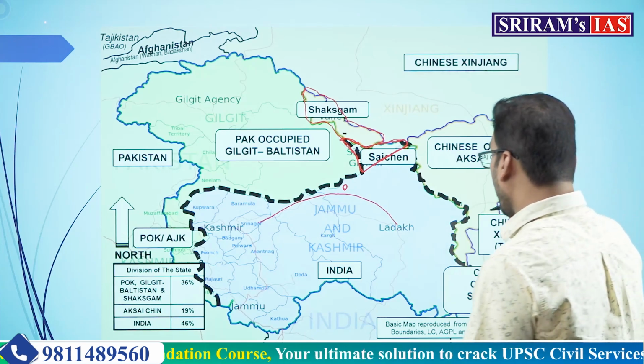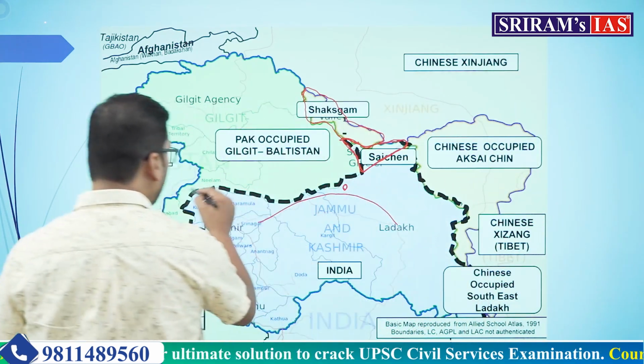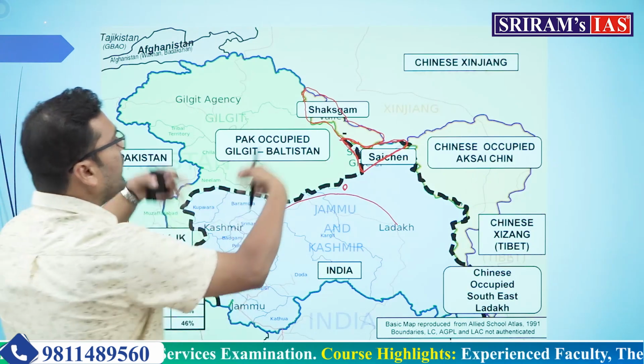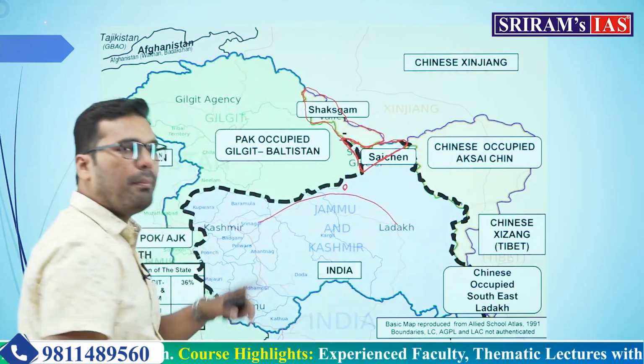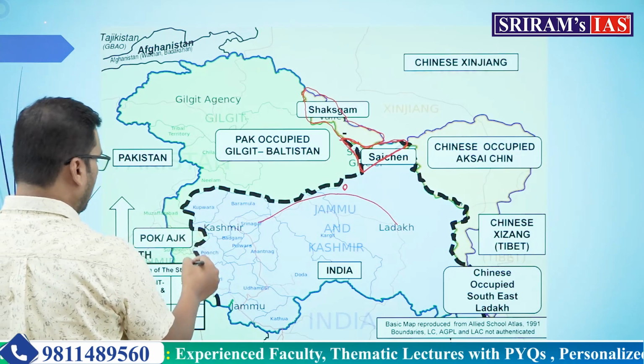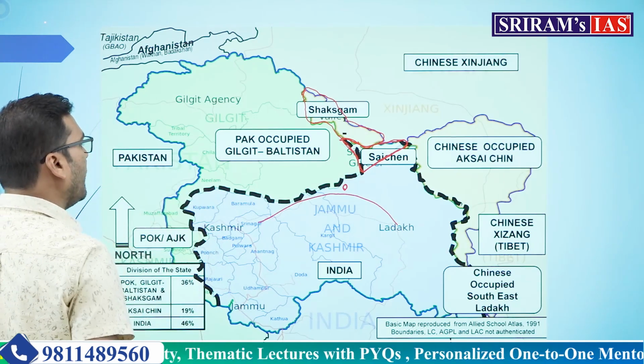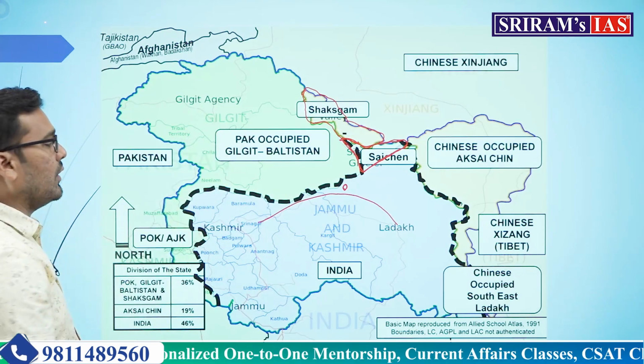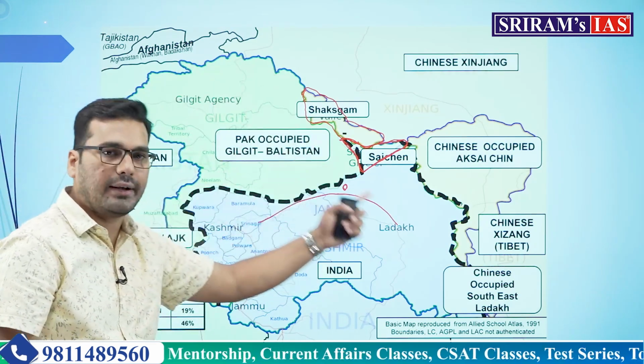If you look at this map, this black line is the point up to which India is controlling the territory, and beyond that it is part of India only but not controlled by India. For example, this part is called POK, Pakistan Occupied Kashmir, and this part is called Pak occupied Gilgit Baltistan, which is now part of Ladakh Union Territory.